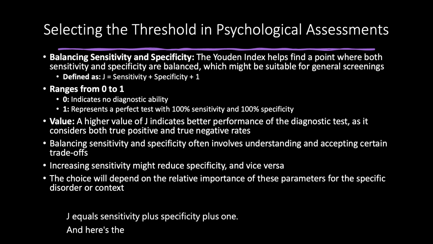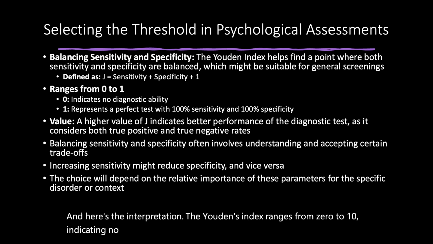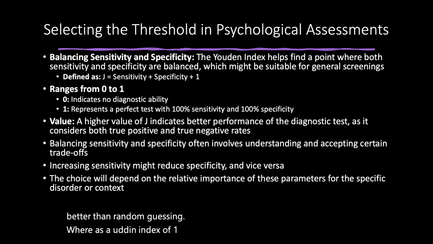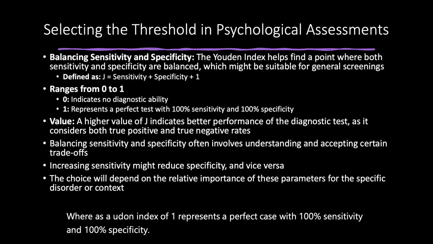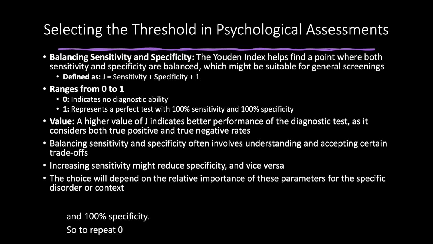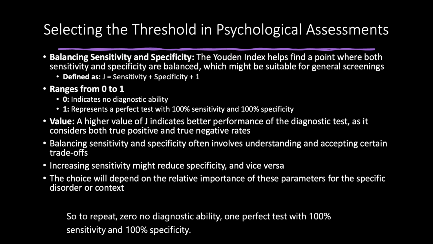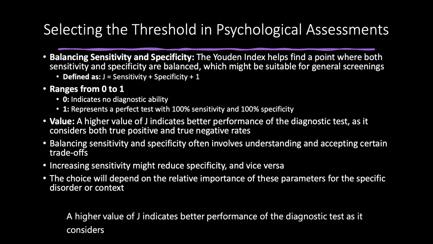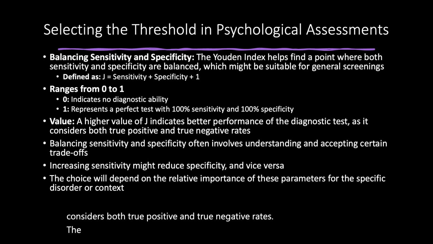And here's the interpretation. The Youden index ranges from 0 to 1, 0 indicating no diagnostic ability, meaning neither sensitivity nor specificity is better than random guessing, whereas a Youden index of 1 represents a perfect case with 100% sensitivity and 100% specificity. So to repeat, 0, no diagnostic ability, 1, perfect test with 100% sensitivity and 100% specificity. A higher value of J indicates better performance of the diagnostic test, as it considers both true positive and true negative rates.